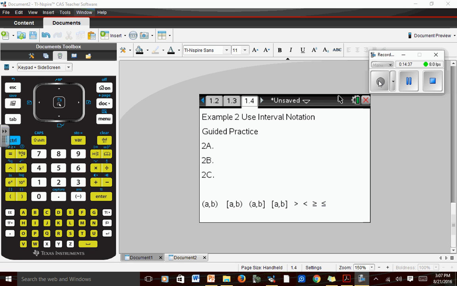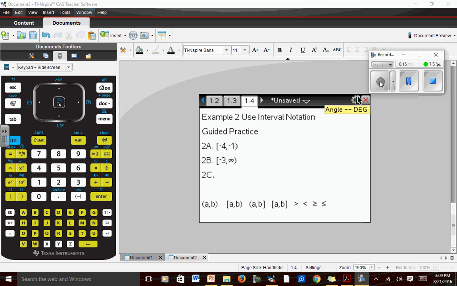Now, what you're going to want to do is probably look at those 3 examples and then hit pause and try those 3 guided practices yourself. I'm going to be putting them up on the screen in just a minute. So count to 4, hit pause, try those problems, and then we'll give it a go again. 1, 2. So there's 2a, bracket -4, comma -1, parentheses.